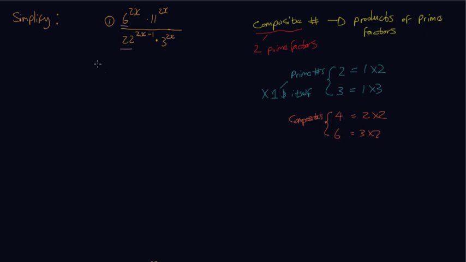So 6 njengoba bese siyenzile la 6 we can say 3 times 2. Then maybe with my brackets and then to the power of 2x and then times 11 to the 2x and then over 22. 22 composite because we can say 2 times 11 we get 22. So which means a composite we can break down 22 into 2 times 11 to the power of 2x minus 1 times 3 to the 2x.